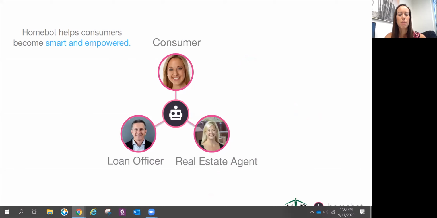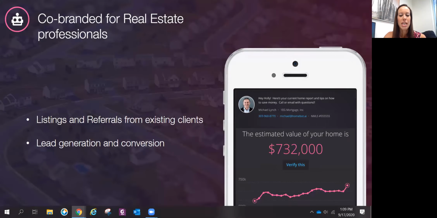It really helps them become smart and empowered consumers, and it helps connect the consumer to both you as the real estate agent and a lender partner who's reputable. The lender partner is only included in the reports if they engage with any of the financing type information, and I'll show you more specifically what I mean by that. But the consumer does not have access to any of this information. They can't just go to Homebot and get it on their own unless it's through a real estate agent or a lender. So it does help us be the source of knowledge for them.